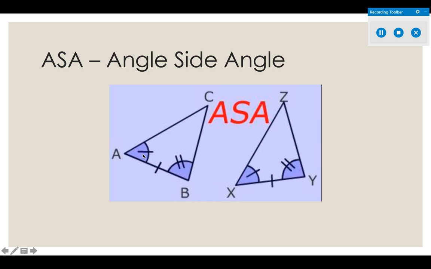So we see here that angle A is congruent to angle X, angle B is congruent to angle Y, and side AB is congruent to XY. So therefore, we can say that these 2 triangles are congruent by the ASA theorem.